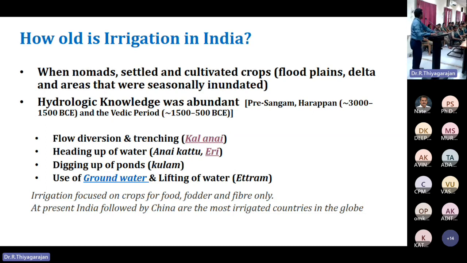So people started using the floodplains, and that is when we have historical evidences in the pre-Sangam era, in Harappa, Mohenjo-daro, elsewhere in Mayan civilization and in Incas in South America. Everywhere across the globe this was the same trend. Now, what was our hydrological knowledge then?